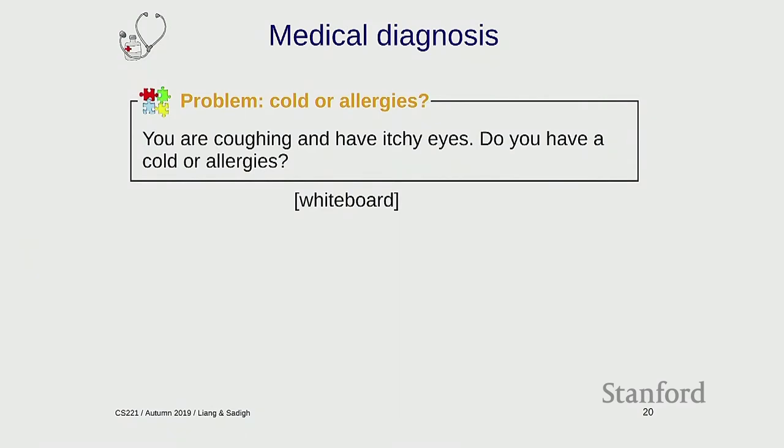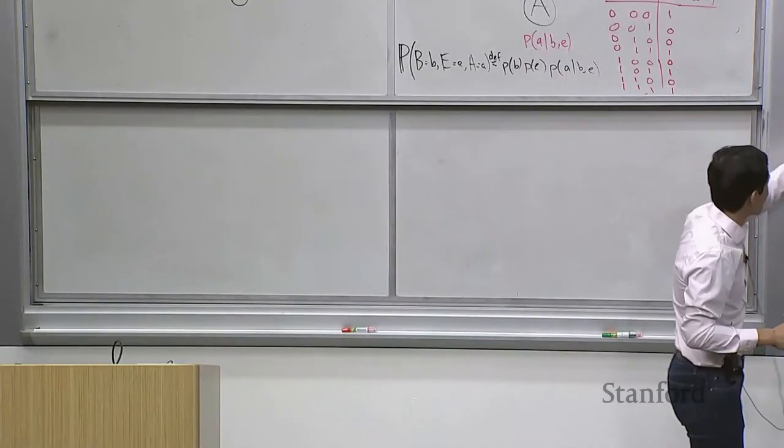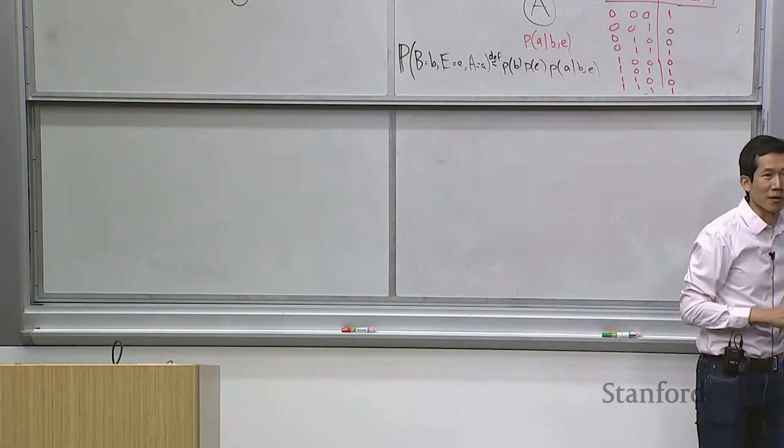Okay, so let's do another example just to familiarize ourselves with Bayesian networks a little bit more. So the question here is, suppose you wake up and you are coughing and you have itchy eyes and you're wondering, do I have a cold or do I have allergies? Okay, so let's follow this four-step procedure to define this Bayesian network.